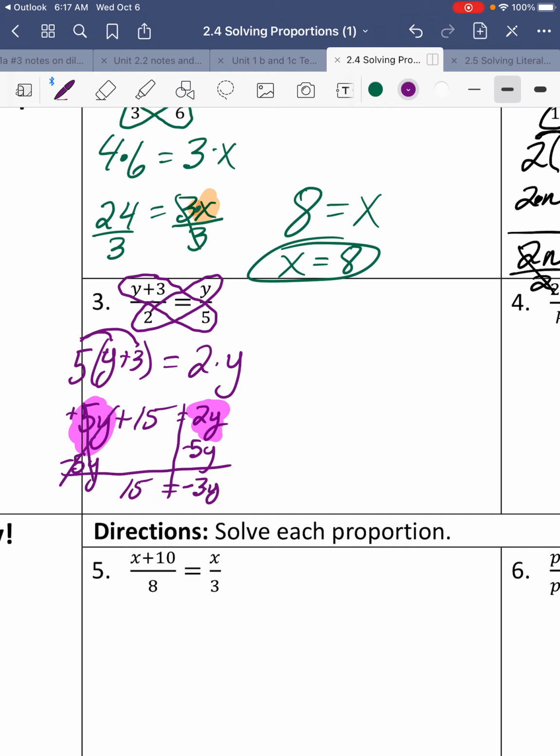And then lastly, we have 15 equals negative 3y. And that's a multiplication times y. We're going to divide by negative 3. y is going to equal 15 divided by negative 3, which is negative 5.